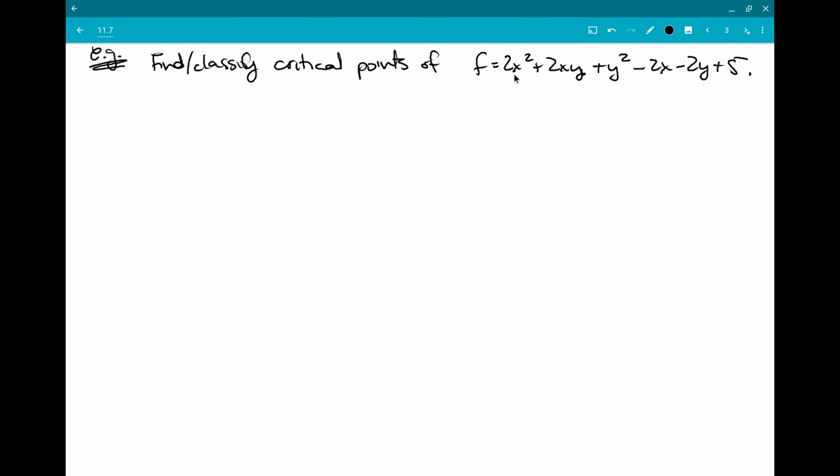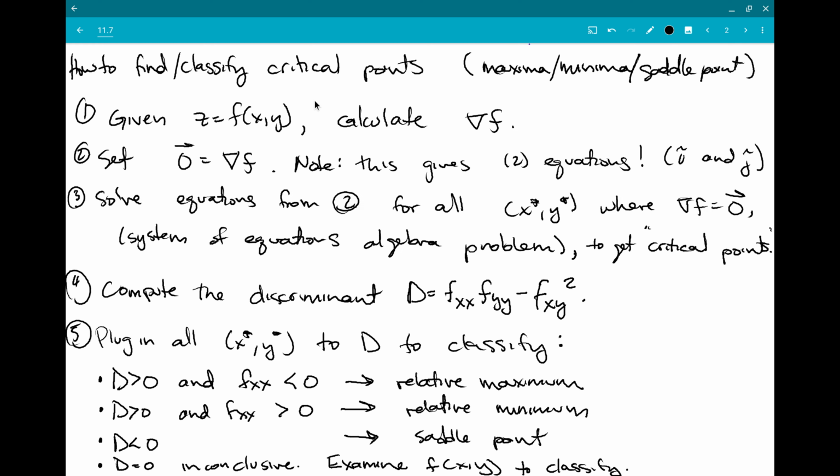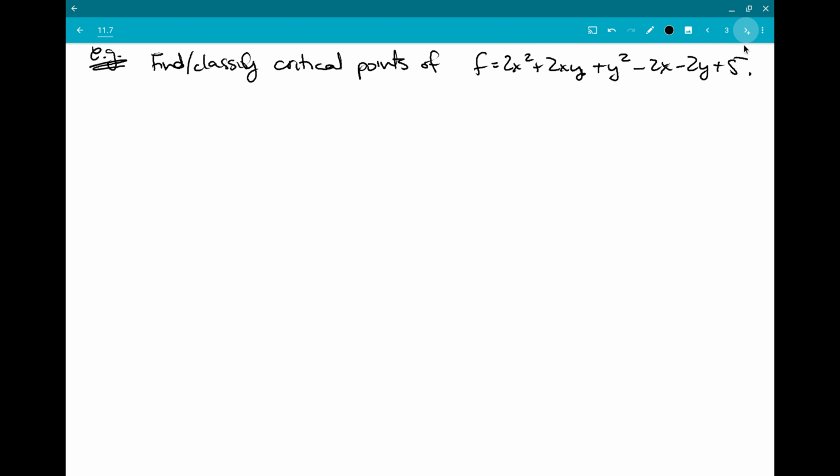So I have a function that's given in terms of x and y only, no z's anywhere. So I know that I already have z equal to f of x, y. The z's are gone from the equation, and I can calculate grad f. Remember, grad f is going to be partial derivatives with respect to x in the first component. So that's going to give me 4x plus 2y plus 0 minus 2 minus 0 plus 0.